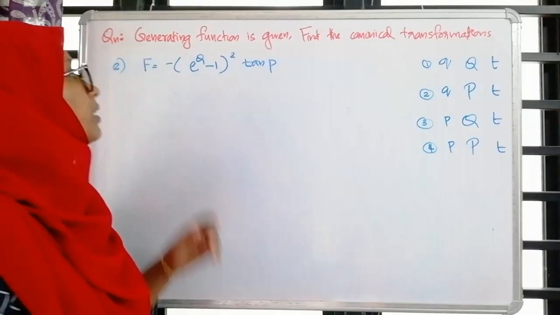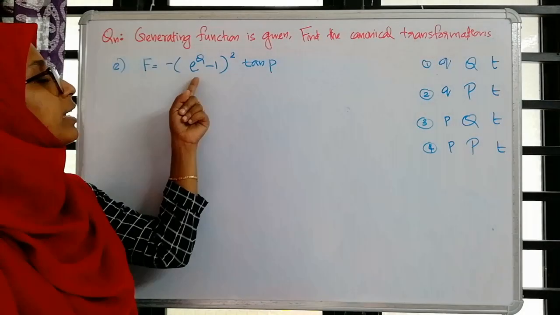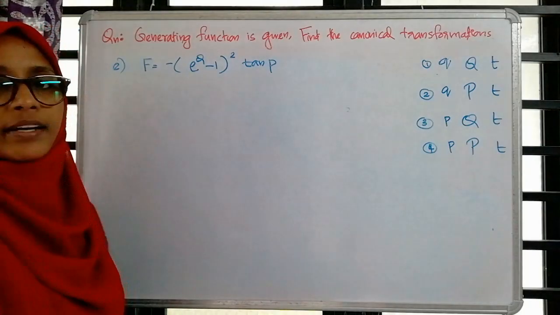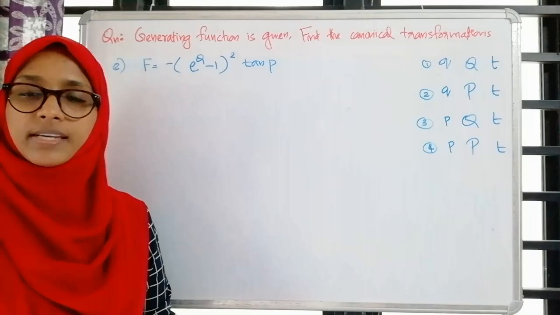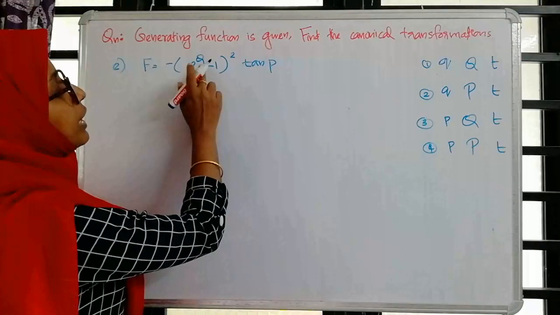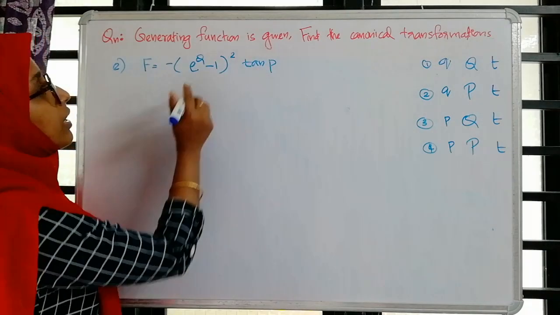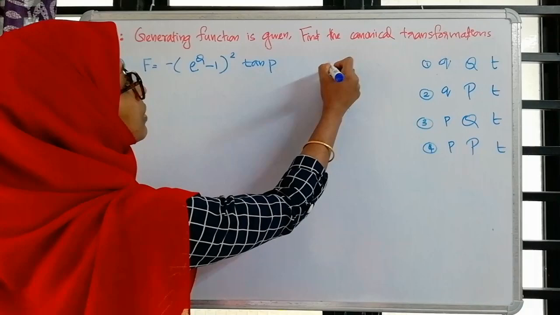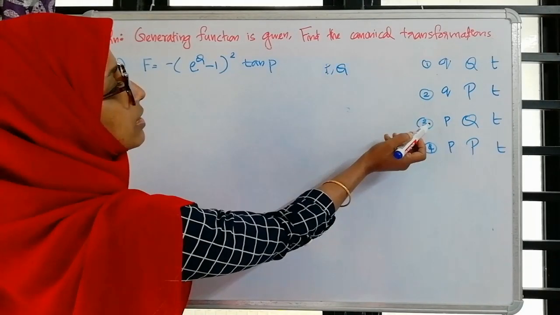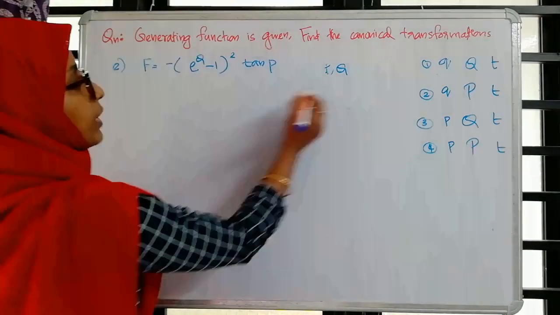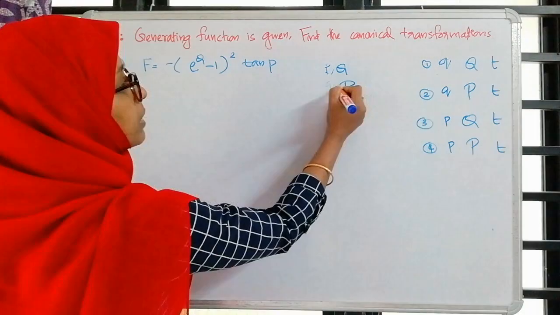Next example, fifth one, f is equal to minus of e^q minus 1 whole square tan p, which is always a repeating question in NET or CSIR exams. That is f is equal to minus of (e^q minus 1) square tan p. This is a generating function for p, capital Q. That is the third generating function. We have to find out small q and capital P.